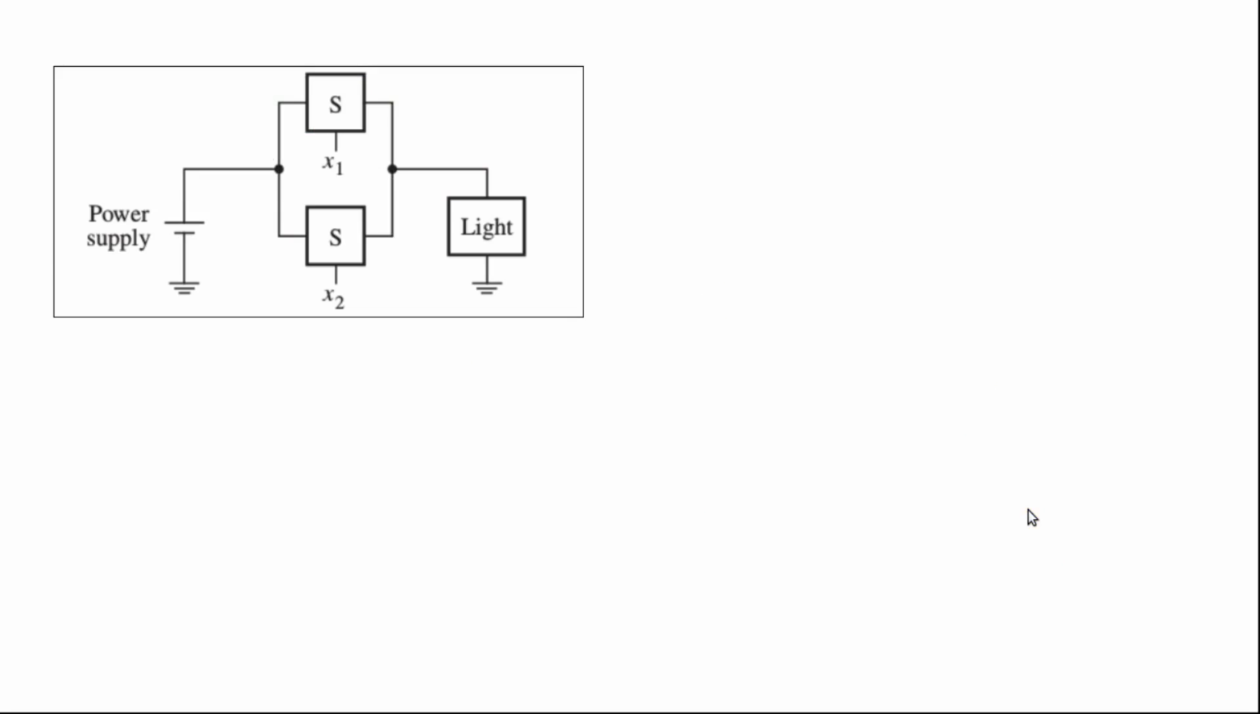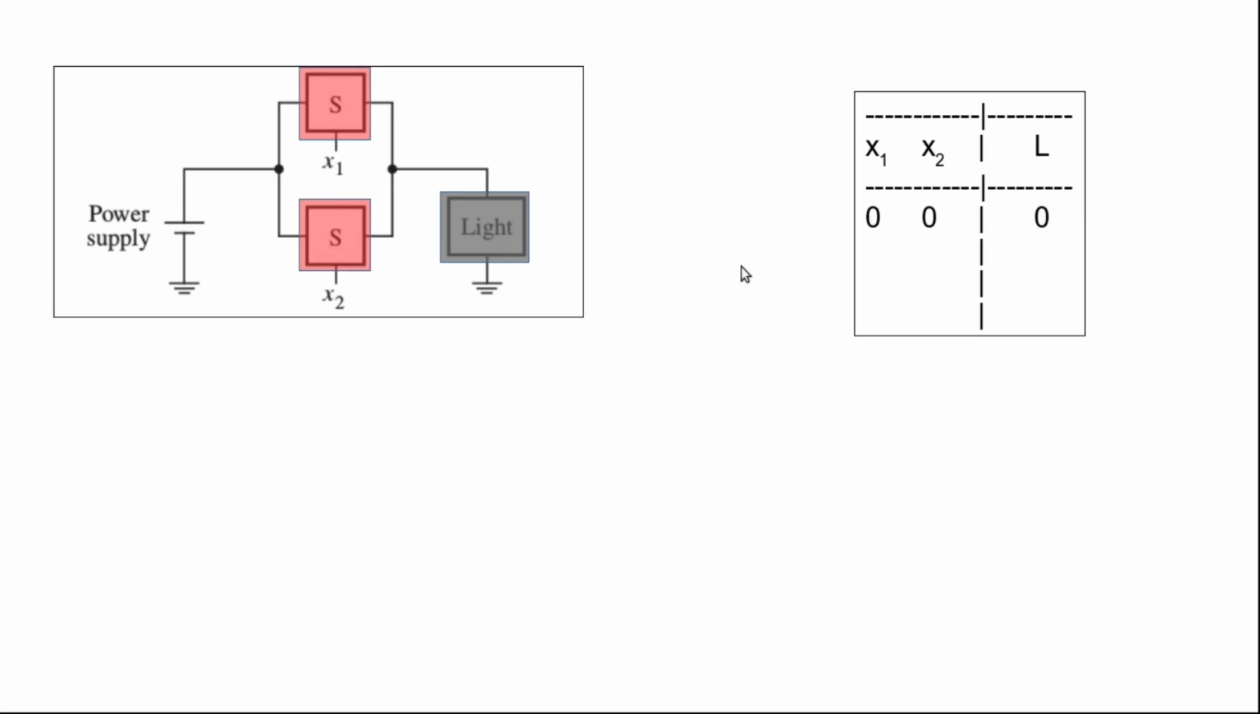Continuing our discussion, let us look at the next circuit, and here we again have two switches, but this time the two switches are in parallel, they're not in series. In the earlier case the two switches were in series, but now we have the two switches in parallel. And for this circuit, let us try to build the truth table.